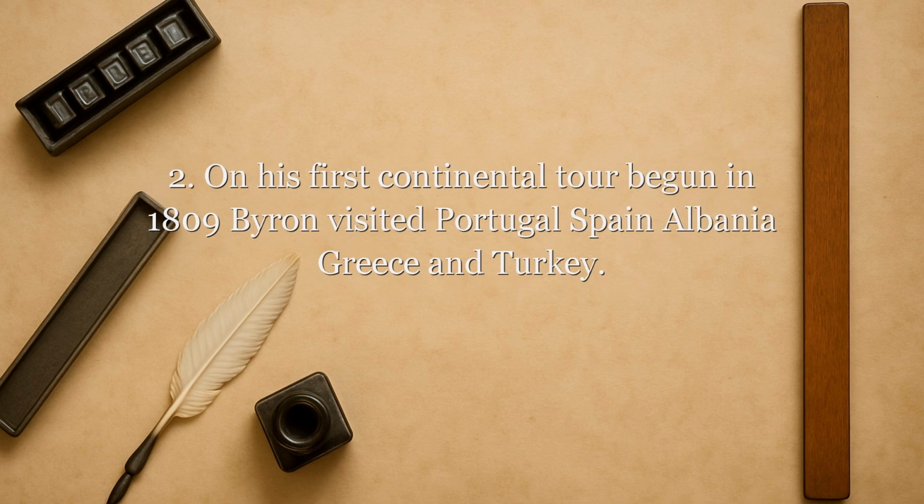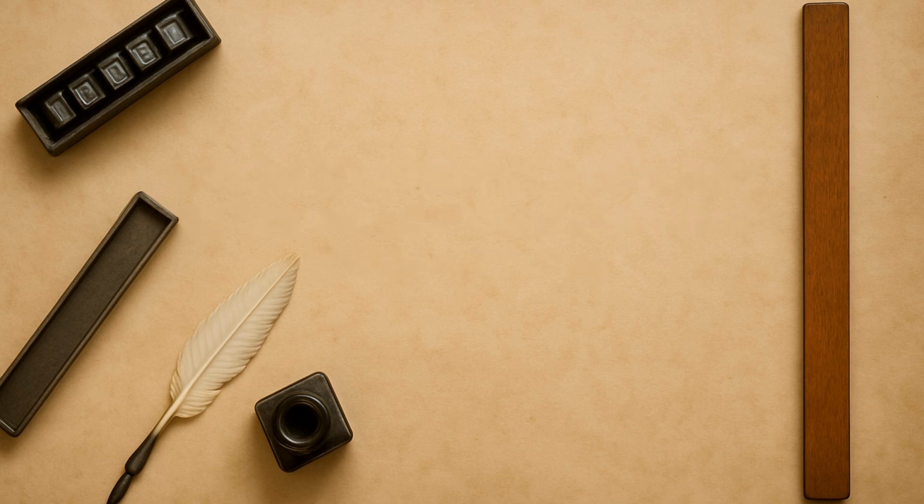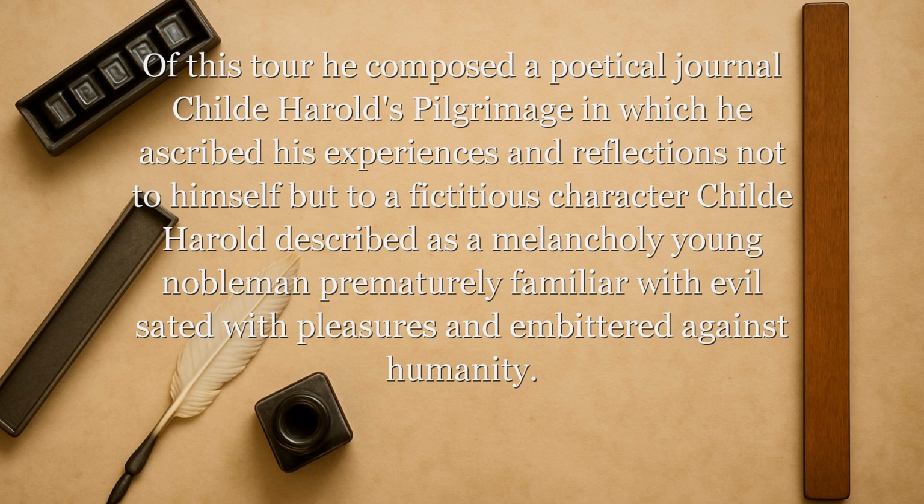2. On his first continental tour, begun in 1809, Byron visited Portugal, Spain, Albania, Greece, and Turkey. Of this tour, he composed a poetical journal, Childe Harold's Pilgrimage, in which he ascribed his experiences and reflections not to himself, but to a fictitious character, Childe Harold, described as a melancholy young nobleman, prematurely familiar with evil, sated with pleasures, and embittered against humanity.